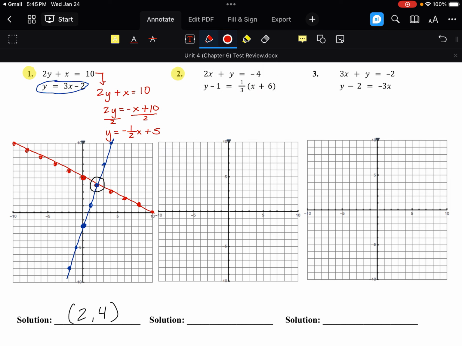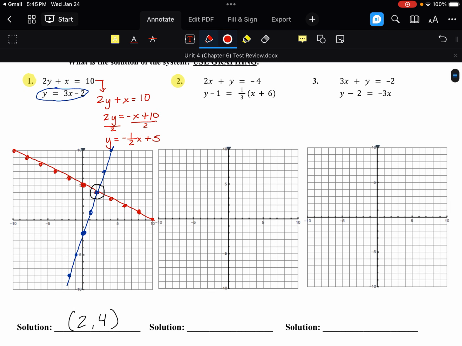All right, let's look at question 2. Same thing, solve by graphing. So we want to have these so they're easy to graph. So let's graph them from slope-intercept form. So for the first equation, we've got 2x plus y equals negative 4. I'm going to subtract the 2x to the opposite side, so that way I have y all by itself. So we're going to get y equals negative 2x minus 4.